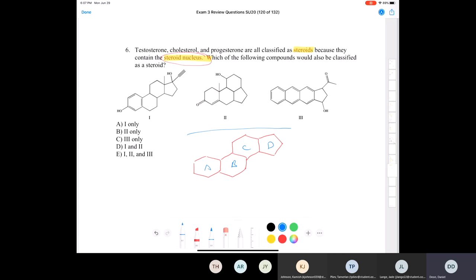Based off of that, this is the steroid nucleus, okay? Right here, you can clearly see that one has the A, B, C, D ring structure. Two has four rings, but they are not arranged in the same pattern as they are in that box. Neither in compound three. So the answer is one only. Look, we have a six-membered ring. Even though it's aromatic, we have another six-membered ring. We have a six-membered ring up and to the right, and then we have a five-membered ring off of it like that, okay? And so one would be considered a steroid.